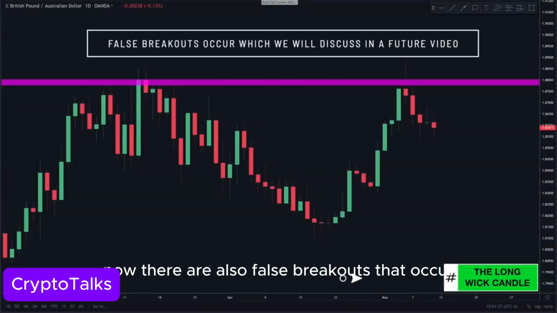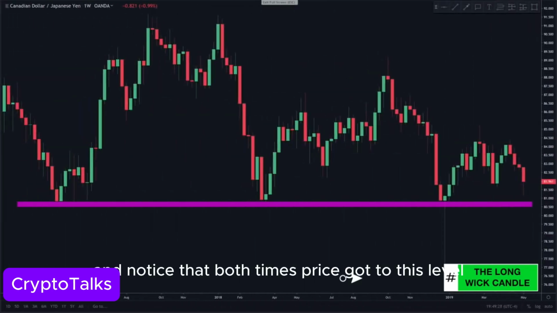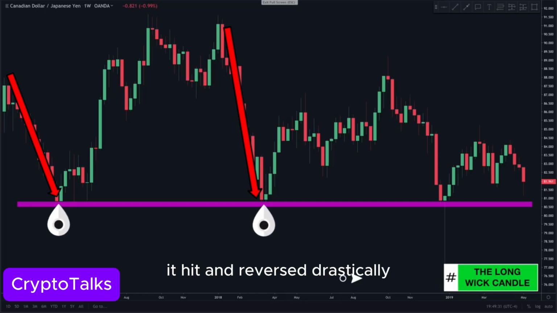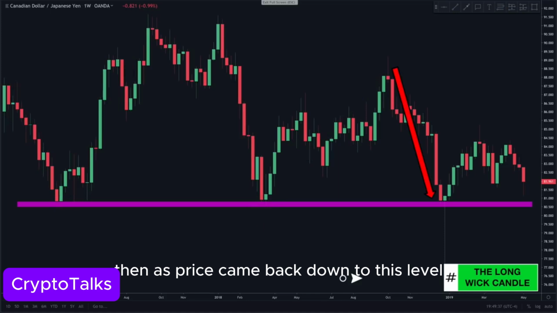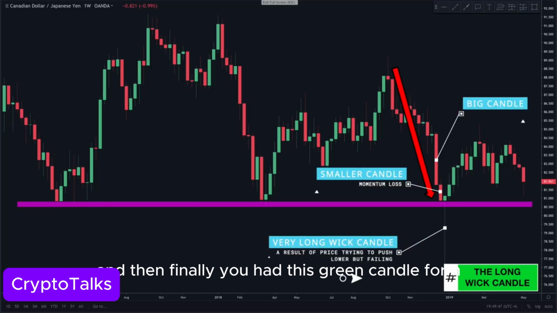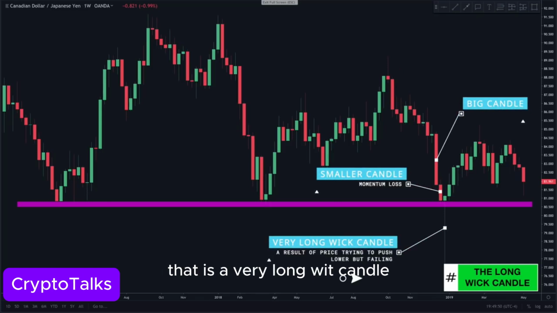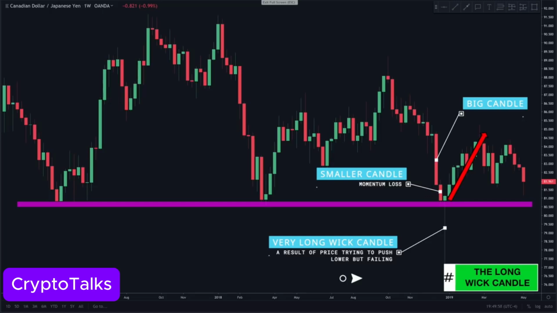Now there are also false breakouts that occur. So let's show this again. You look left. It hit and reversed drastically, giving us a key level of support. Then as price came back down to this level, at the level first, we had momentum loss through shrinking candles, with a big candle, then a smaller candle. That is followed by a very long wick candle, which caused the candle to close and then a bounce upwards.